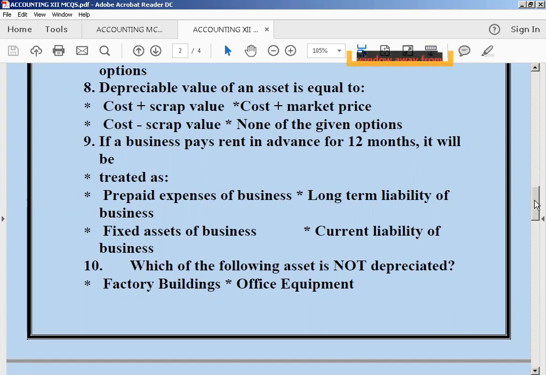Yes, right now I have discussed the formula for the depreciable value or the depreciable cost. Here we have cost plus scrap value, cost plus market value, cost minus the scrap value, none of the given options. In number 9, if a business pays rent in advance for 12 months, it will be treated as prepaid expense of the business, long term liability of business, fixed assets, and then current liability of the business.